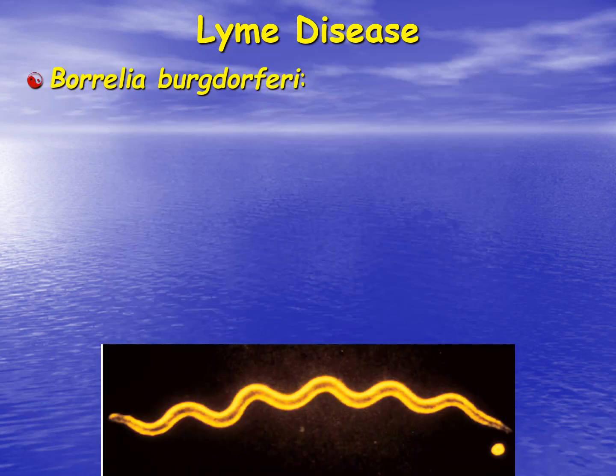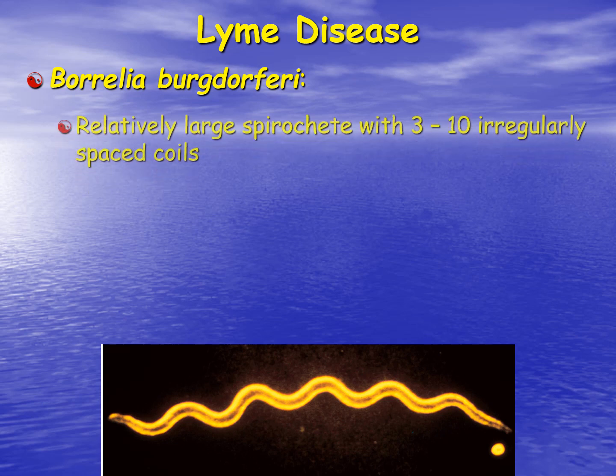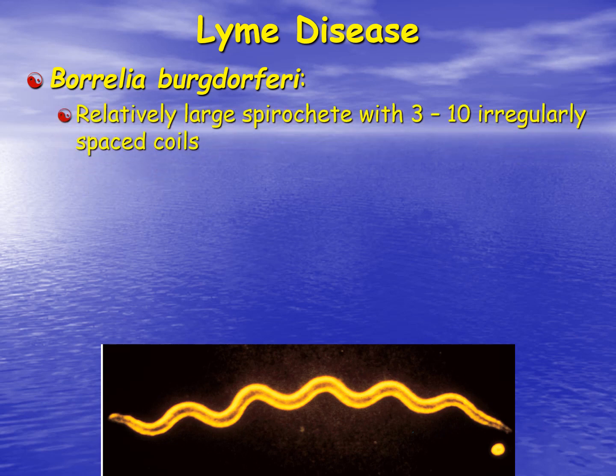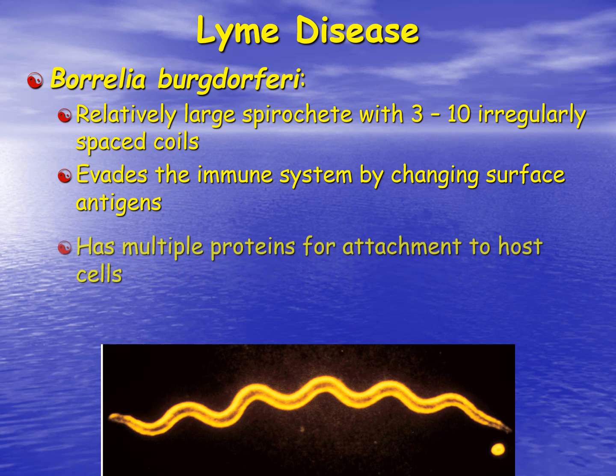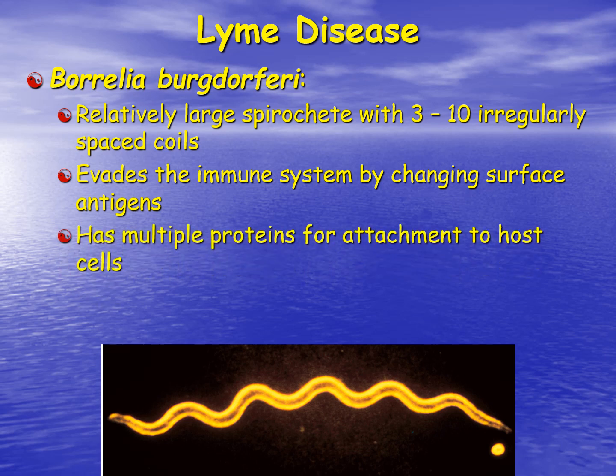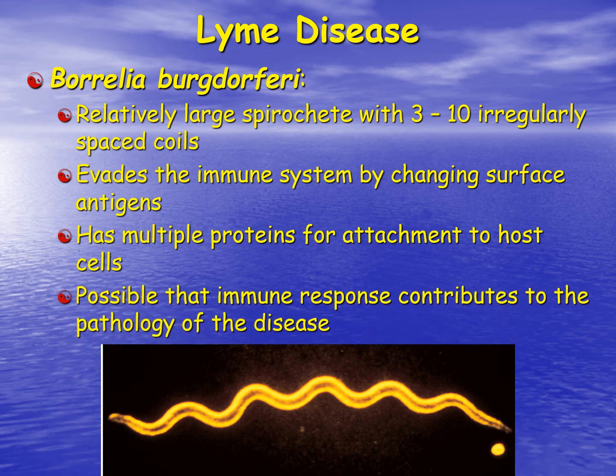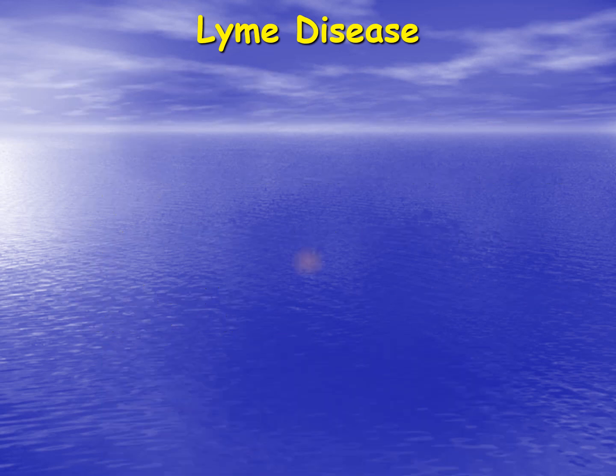Borrelia burgdorferi, which is a spirochete organism, has usually 3 to 10 irregularly spaced coils. It invades the immune system by changing surface antigens on the cell wall. Has multiple proteins for attachment to host cells. And it's possible that the immune response actually contributes to the pathology of the disease. It is thought perhaps that polyarthritis is actually due to an autoimmune type situation that occurs in the joints after infection with Borrelia burgdorferi.